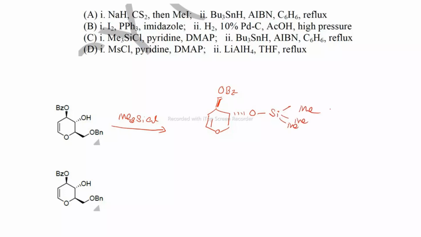But after that, when we apply this condition, Bu3SnH and AIBN, that condition only applies in xanthate, not this type of compound. So further the reaction will not proceed, so we will not get the product.